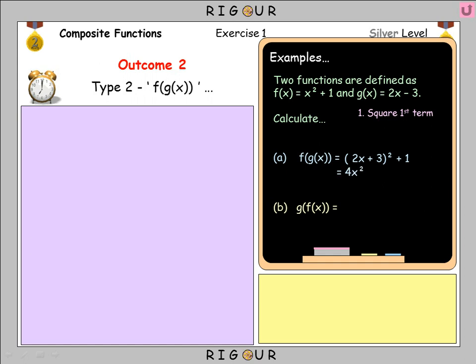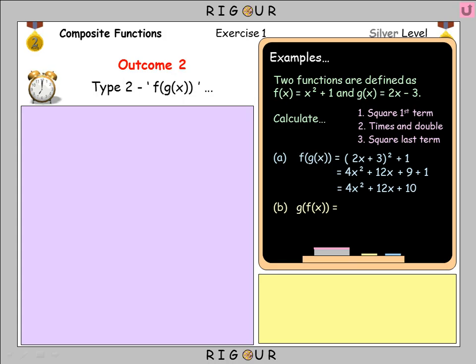So that gives us 4x squared, 2x times 2x. We then times and double, so we've got 2x times 3, which is 6x. If we double that, that gives us 12x. And then we square the last term, so 3 squared is 9. And don't forget, once you've squared out the bracket, to plus the 1 as well, giving us a final answer of 4x squared plus 12x plus 10.